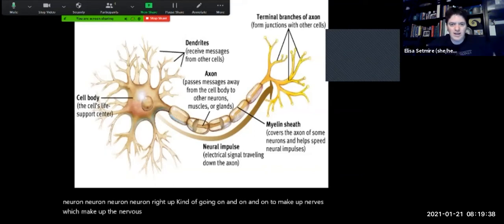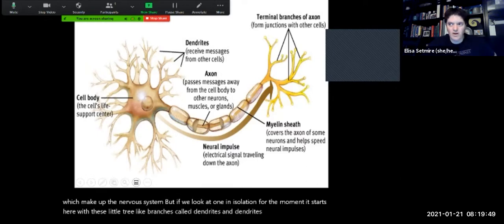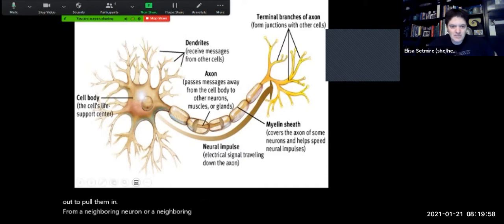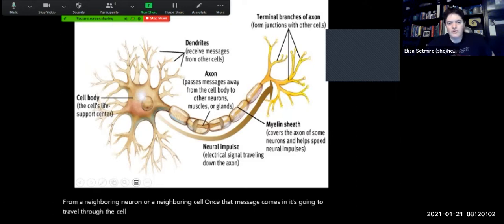But if we look at one in isolation for the moment, it starts here with these little tree-like branches called dendrites. Dendrites' job is to receive messages from a neighboring neuron. They're going to pick up messages. They're almost reaching out to pull them in from a neighboring neuron or a neighboring cell. Once that message comes in, it's going to travel through the cell body, which we can call the life support center of a neuron. It contains this little circle here, which is the nucleus containing all of our genetic information.